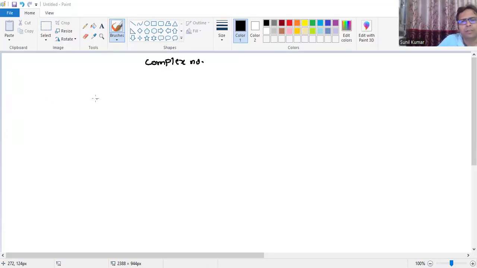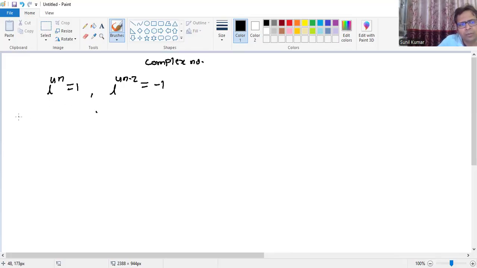Hello everyone. In the last class we discussed the complex number, why it's required, and the concept of the iota values. Let me recall from the last video: we learned that iota power 4n is 1 and iota power 4n minus 2 is minus 1, and similarly we learned about the different power values of iota.